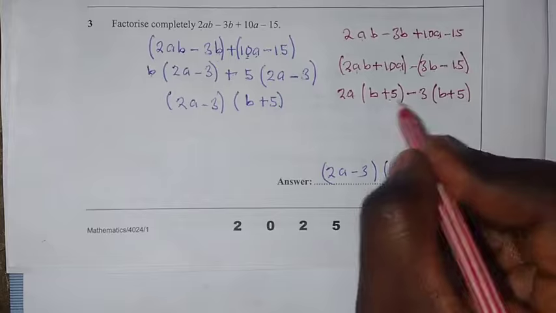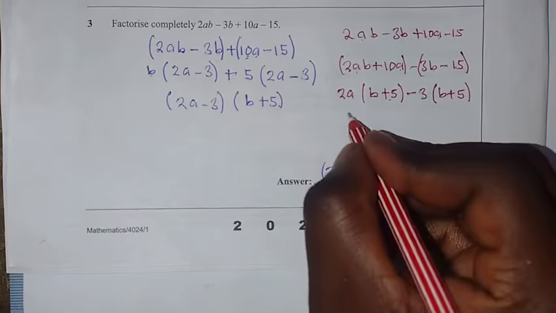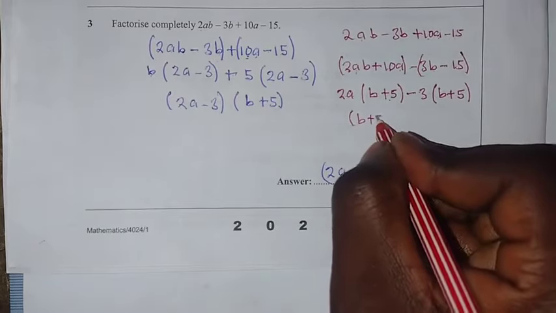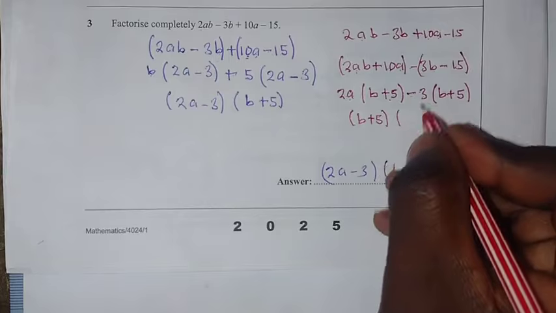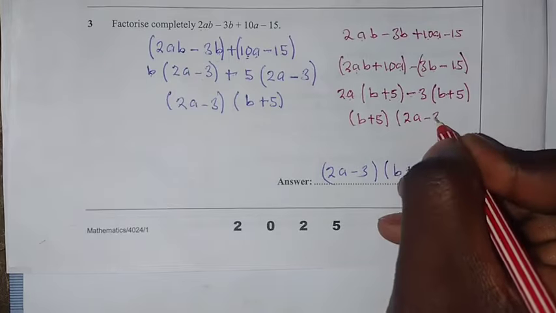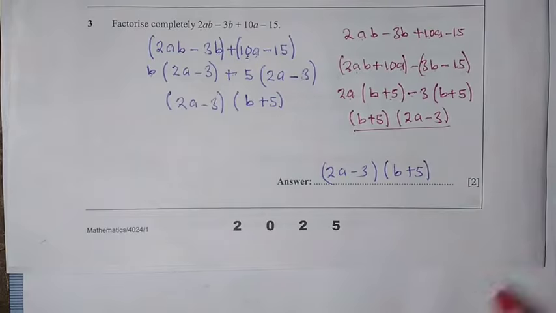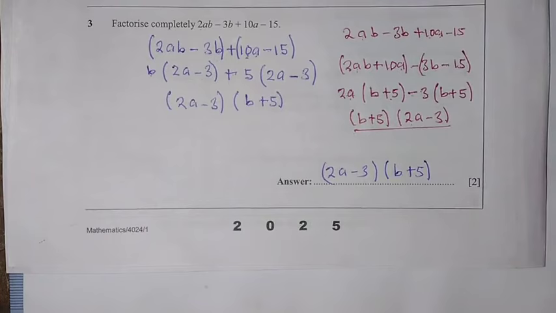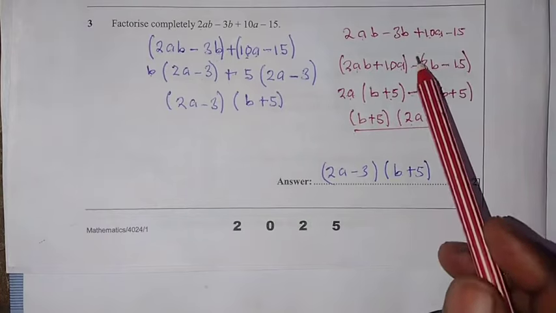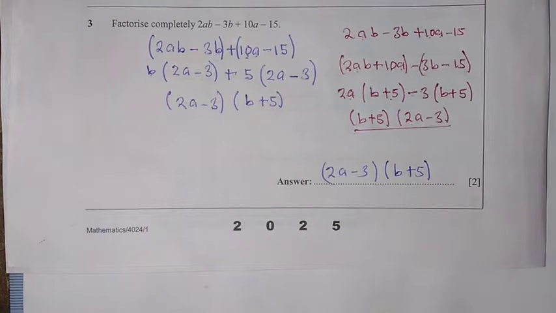So you can see that these that are in brackets, they are the same. So just pick one, b plus 5. You close. Again, 2a minus 3. 2a minus 3. This is our answer. So you can see that this answer and this one, they are the same. So whether you use this method or this method, you get the same answer. So let us now move on to our next question.